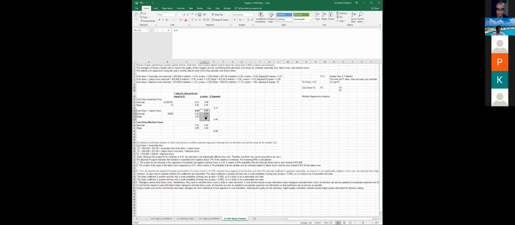But the p-values are very good. So that means you are going to get numbers. The problem with your numbers is they're not really going to be close, and the variance in the numbers is going to be high.